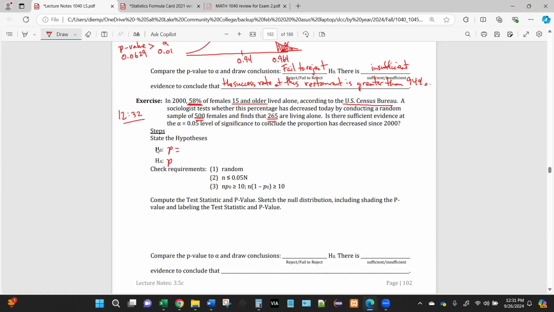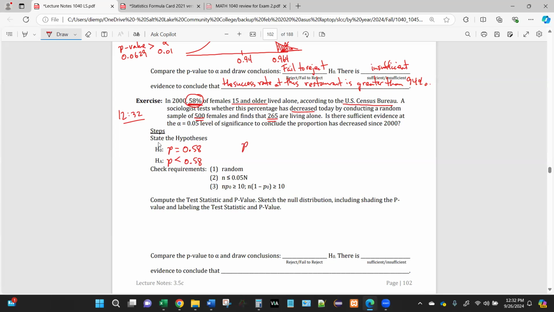The skeptic's hypothesis is the hypothesis of no change, right? Just because somebody thinks it's changed doesn't mean we're going to believe it. Until it's been proven, we're going to assume that nothing has changed. So it's the test of no change, sort of the status quo, boring hypothesis. The alternative is that it's decreased, so we're going to have p less than 0.58.